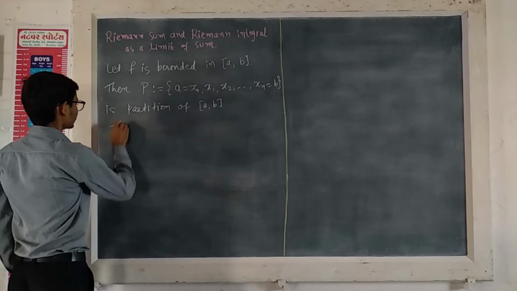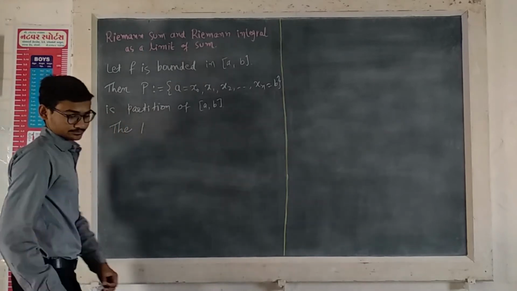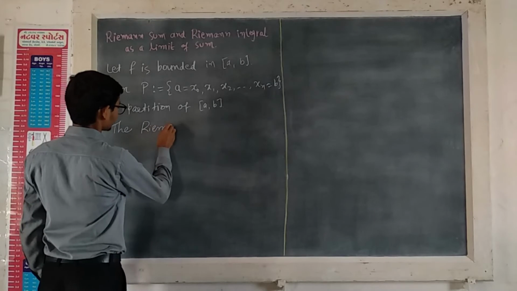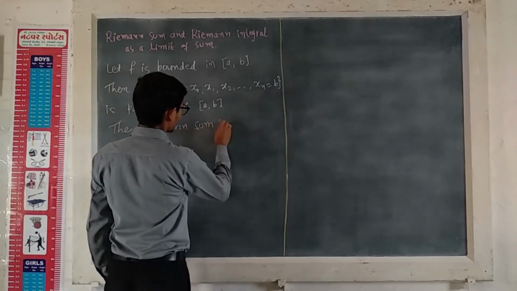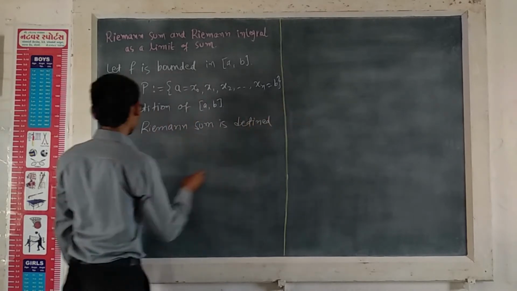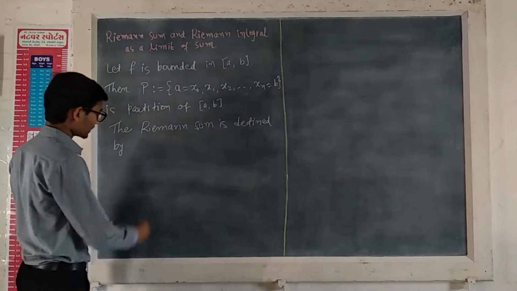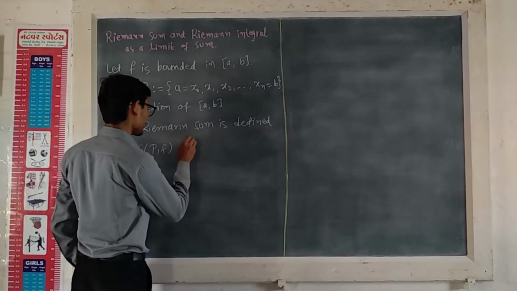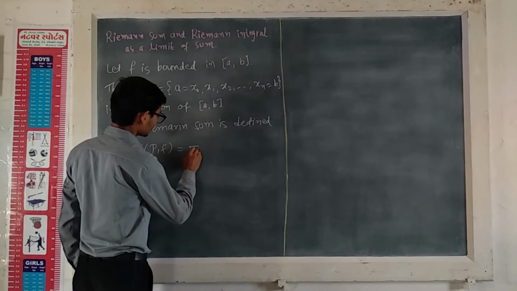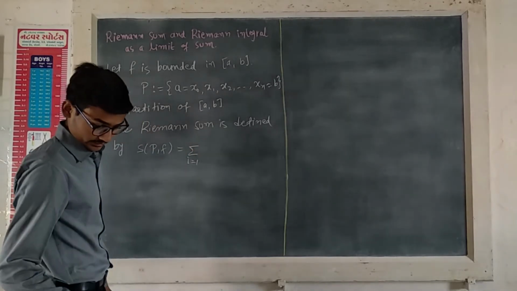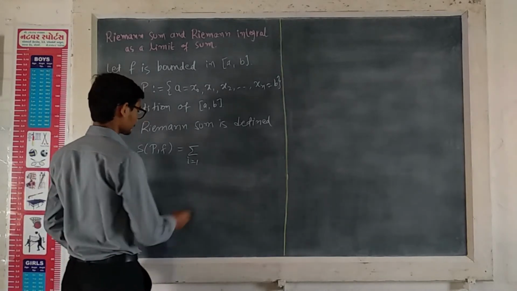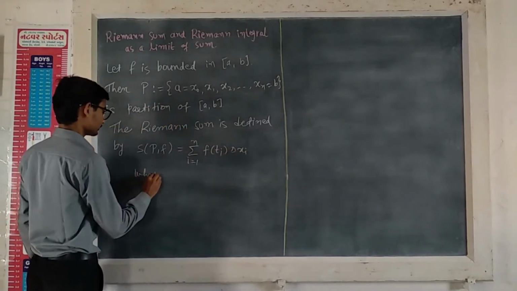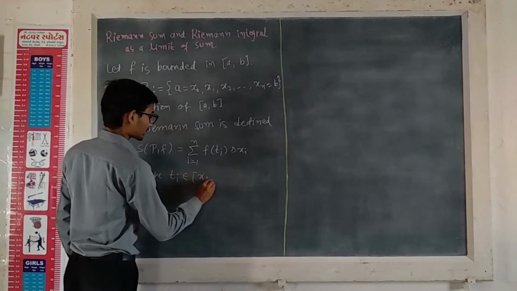Then the Riemann sum is defined by S(P, f) is equal to summation i is equal to 1 to n f of ti into delta xi, where ti belongs to [xi minus 1, xi].